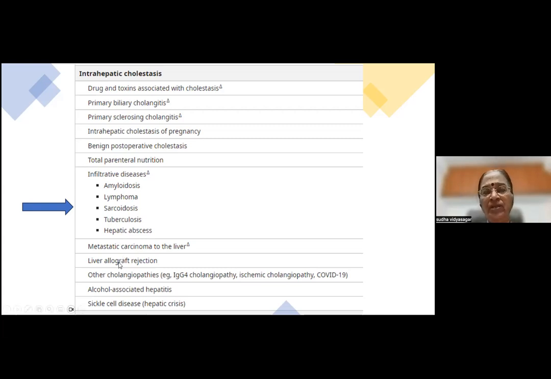Metastatic carcinoma of the liver, liver allograft rejection, IgG4 cholangiopathy and all that is known. Alcohol-induced hepatitis we'll talk about later, and sickle cell is not a very important cause. So you look at all these causes, these are all causes of intrahepatic cholestasis. First we talked about extrahepatic, now we are talking about intrahepatic.